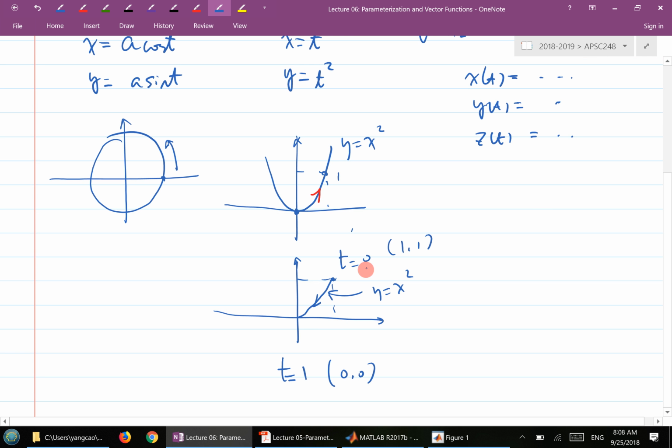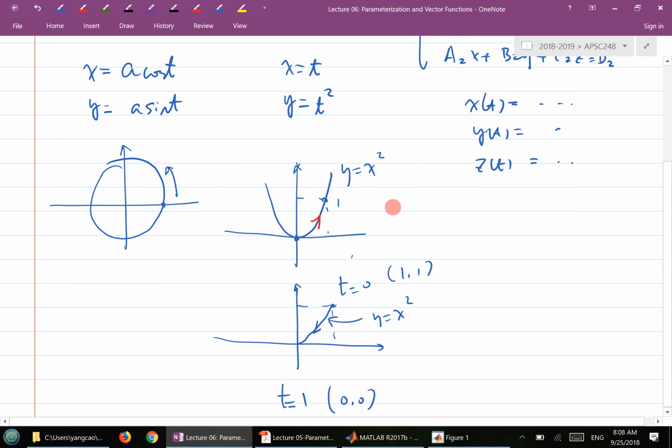Then you strive to get a certain answer. When t equal to 0 it is 1, 1. When t equal to 1 it is 0, 0. So maybe I could let x equal to 1 minus t, and then y equal to 1 minus t squared. Substitute t equal to 0 here, you get a 1, and same thing, you get a 1 for the y. When you substitute t equal to 1 into this, you get 0 and 0, which is exactly this point. So that's the idea. You still get a parametric equation. You see these two are different.